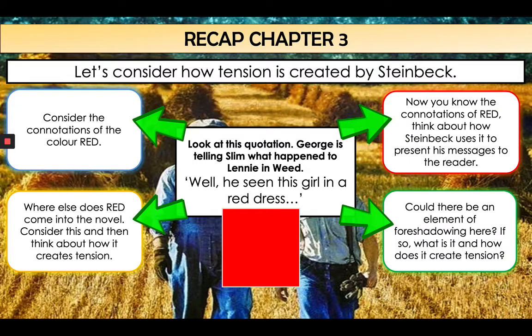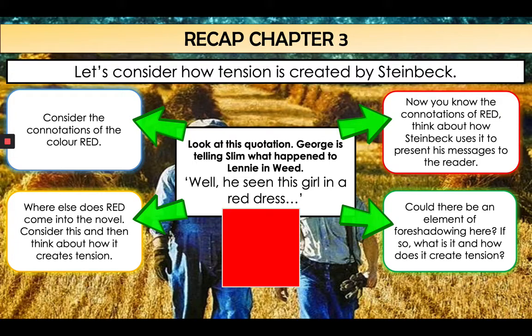So on the other side it says, now you know the connotations of red. Think about how Steinbeck uses it to present his messages to the reader. So think about those connotations that we've talked about, danger, passion, love, and just have a little think about what Steinbeck could be saying about those things and where he's used the colour red so far in the novel.